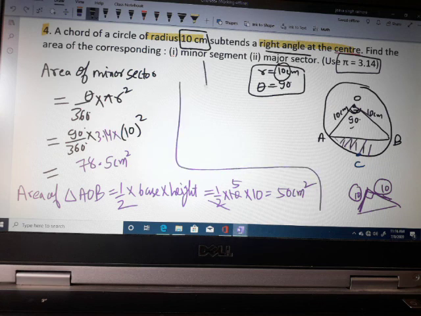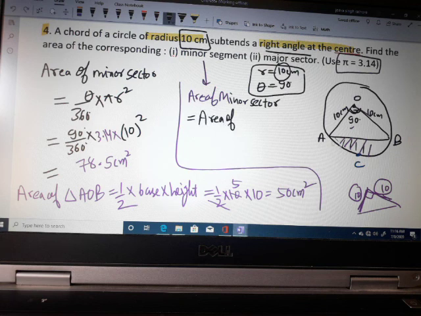So area of minor segment, I am using a different color, is equal to area of minor sector OACB minus area of triangle AOB.